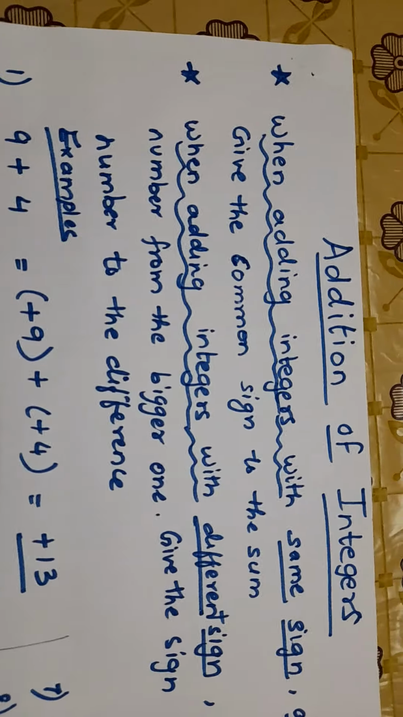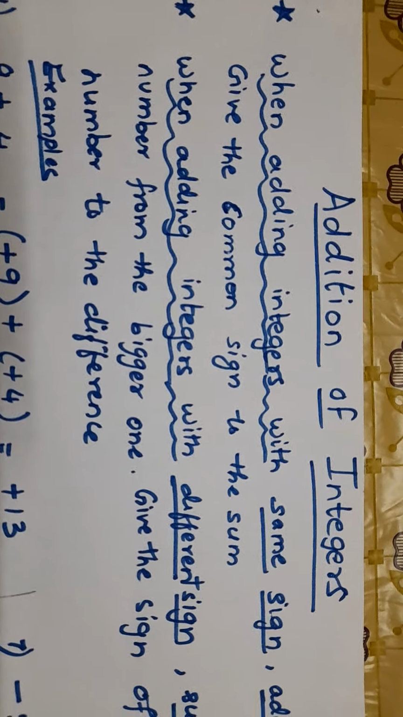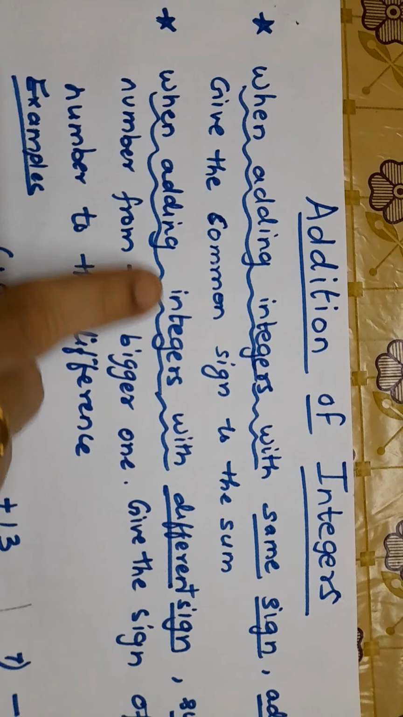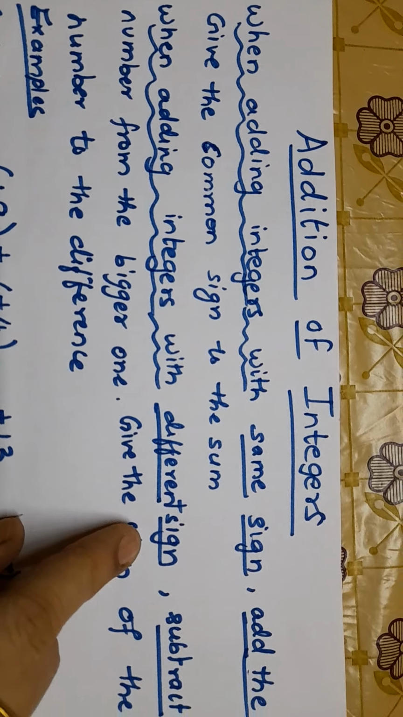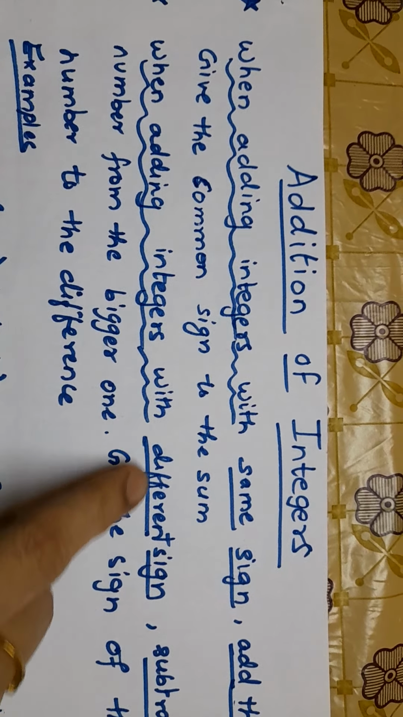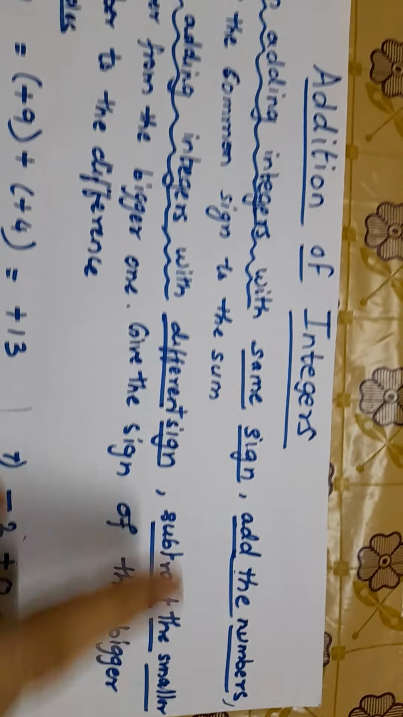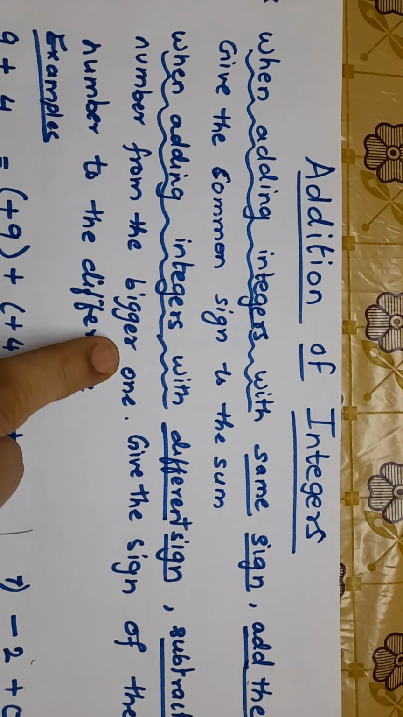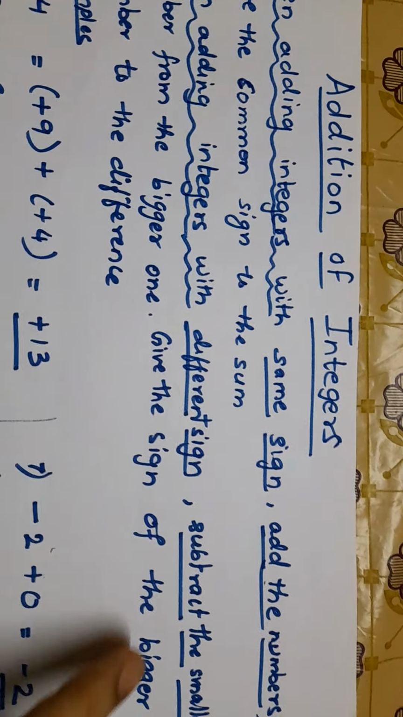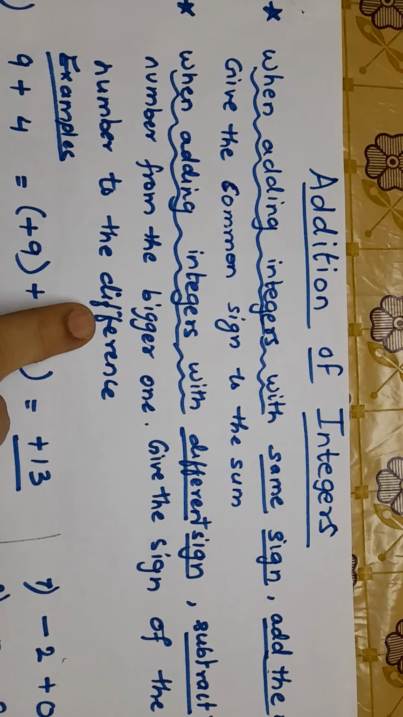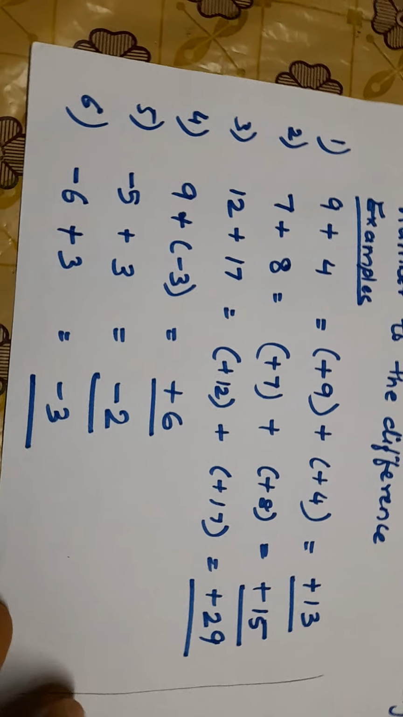Now we will study the second property. The second property is when adding integers with different sign. Now when adding integers with different sign, here you will subtract the smaller number from the bigger one and give the sign of the bigger one to the difference. We will solve examples for these.